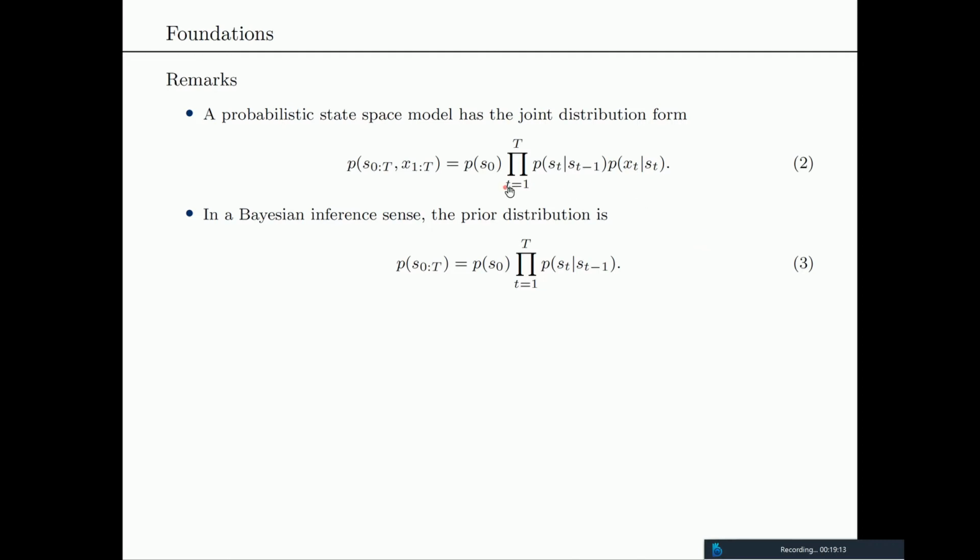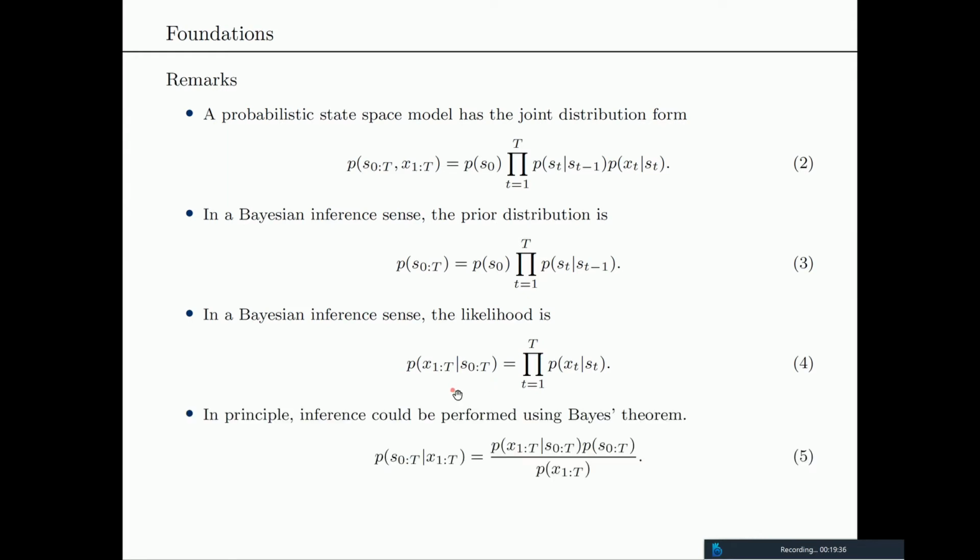So currently I'm just saying that there's a joint distribution over latent states and observations, and you can view the state distribution as the prior distribution, and then the distribution over all observations given all states as the likelihood. And in principle, based on this joint distribution, you would now be interested in the distribution over all states given all observations.